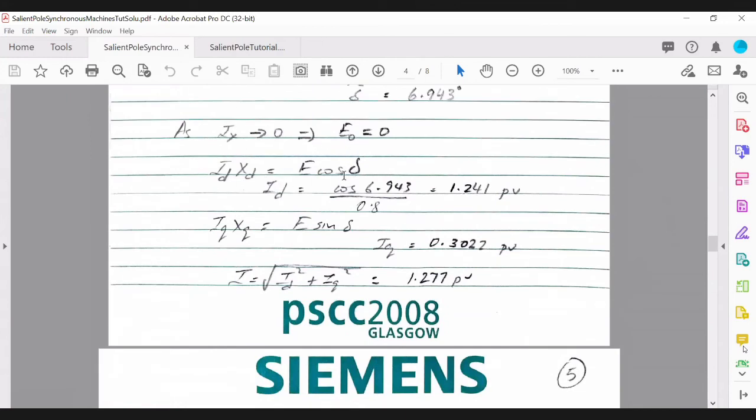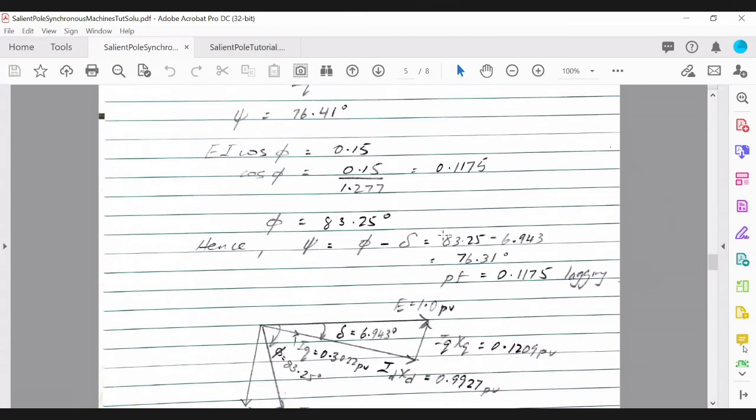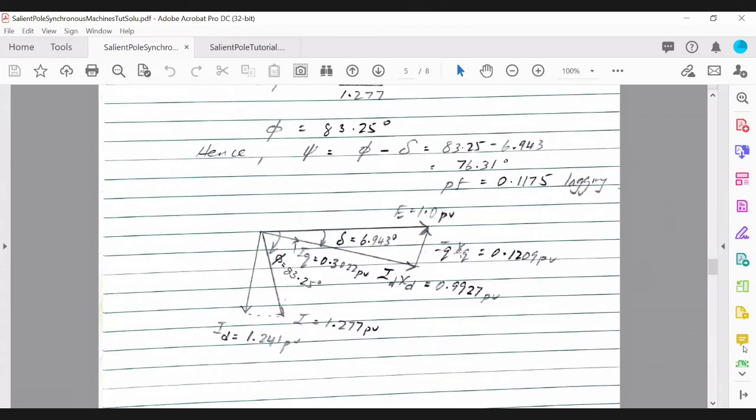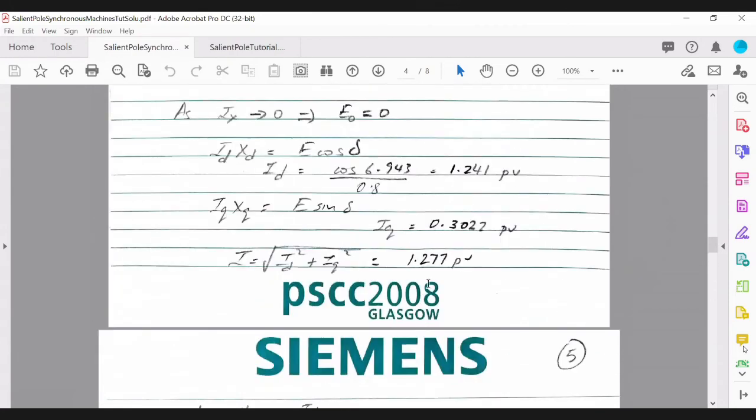So I dxt is equal to E cos of delta, and you can solve for ID, and also you can work out the current IQ. As you can see, the vertical component is IQXQ. So E sine of delta will be equal to IQXQ, and you can solve for IQ, right? Once you have the two currents, ID and IQ, you can work out the resulting armature current being drawn by the motor, right?